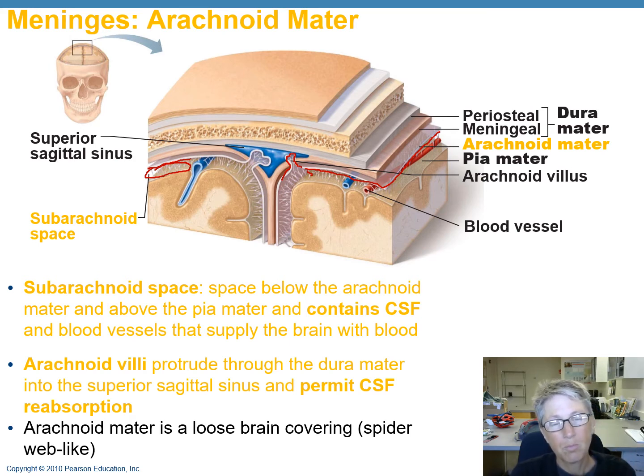So it's the space below the arachnoid, above the pia mater, and it contains the cerebrospinal fluid. It also contains blood vessels. So see this, here's a vein, it's blue, it's cut in a longitudinal section. Here's an artery, here's another vein that live in the subarachnoid space.